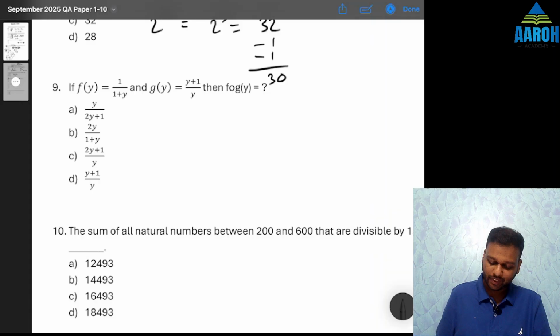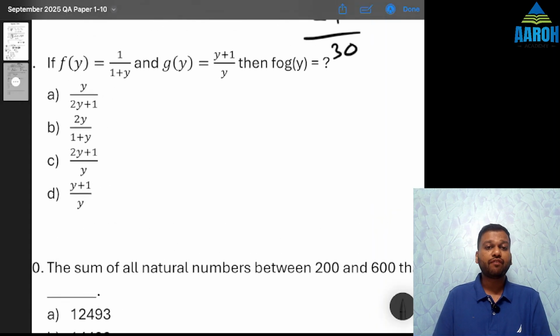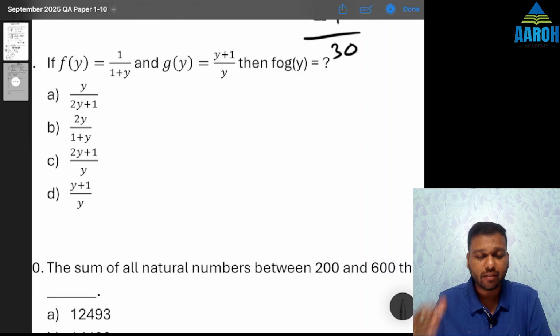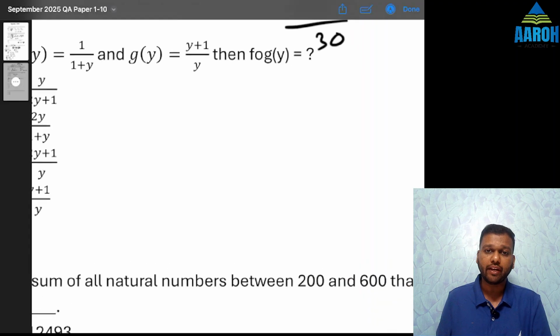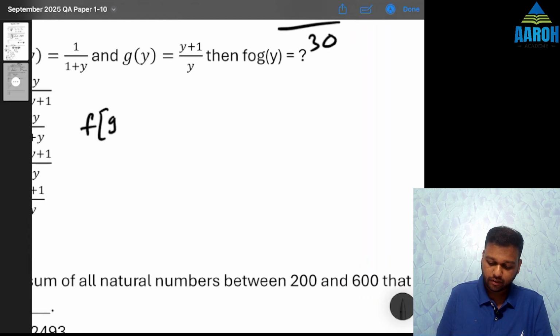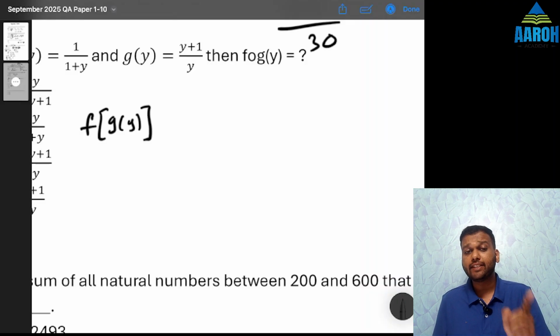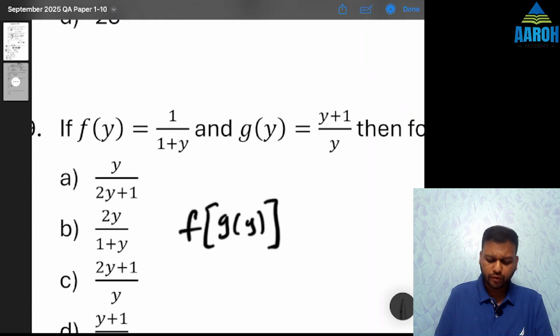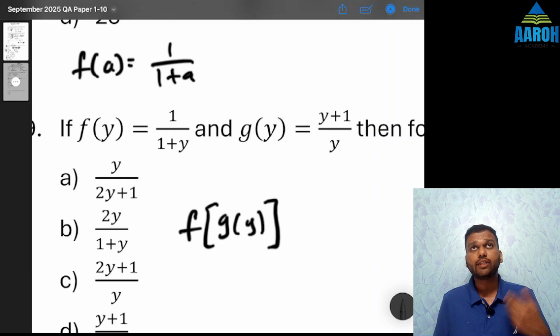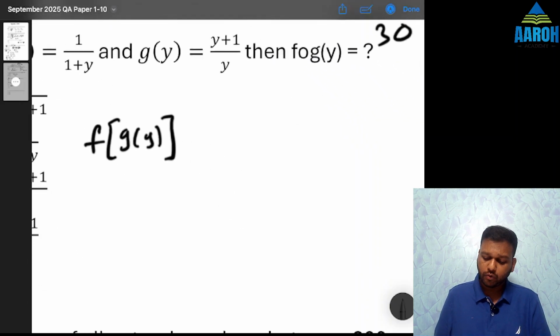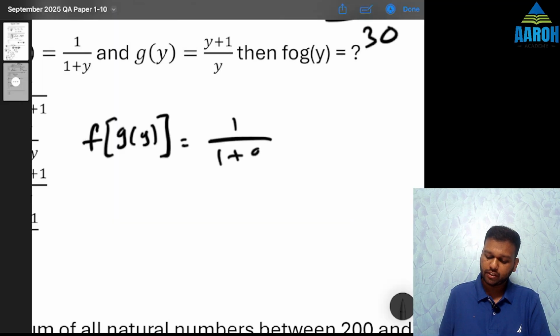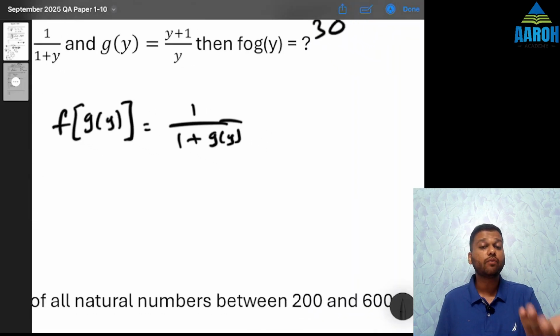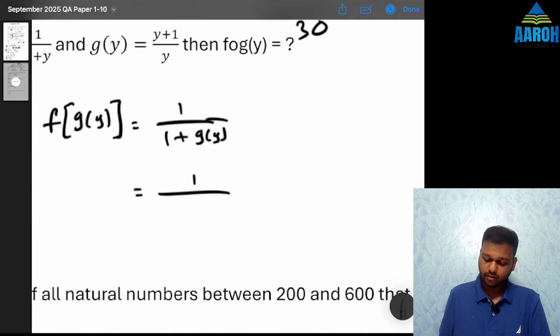That's it. Ninth, if f of y is 1 by 1 plus y and g of y is y plus 1 by y, then what is f o g of y? f o g of y means f of g of y, right? Now always interpret these questions like this, understand. f of y is 1 by 1 plus y. So if I ask you what is f of a, what will you say? 1 by 1 plus a, right? What is f of k? 1 by 1 plus k. So what is f of g of y? It is 1 by 1 plus g of y, right? We already know what g of y is. It is 1 by 1 plus y plus 1 by y, right?